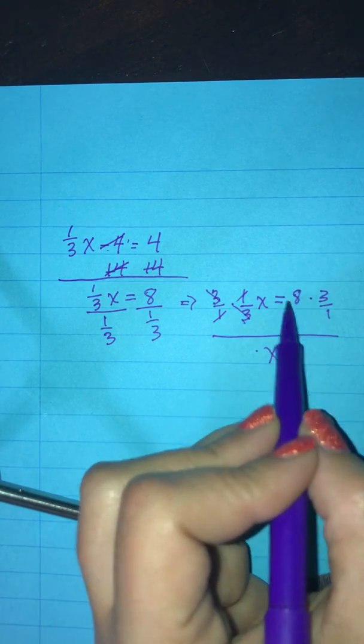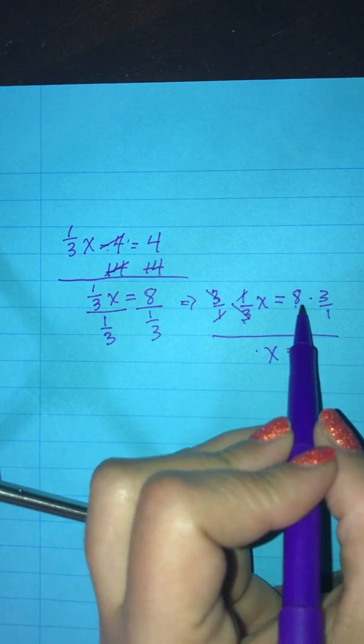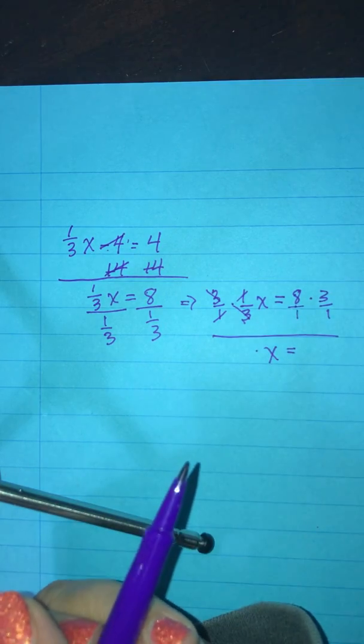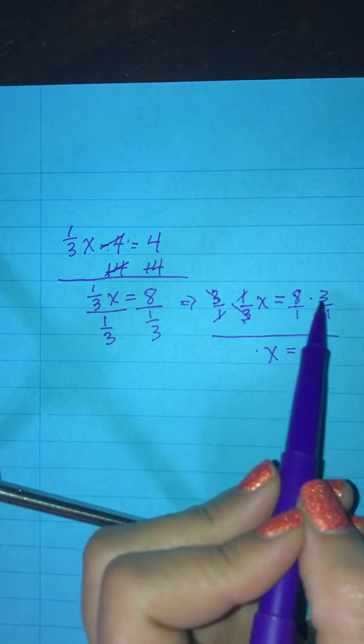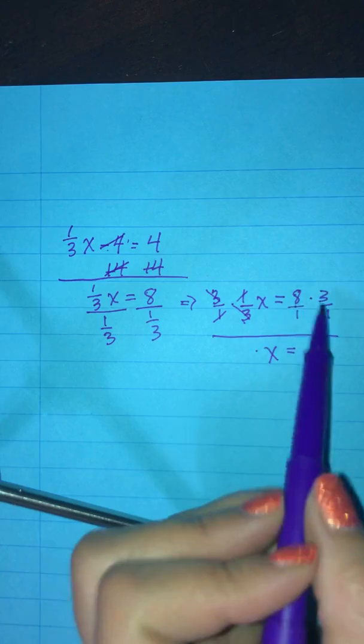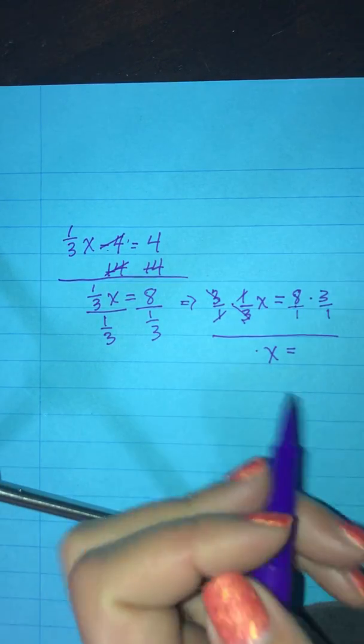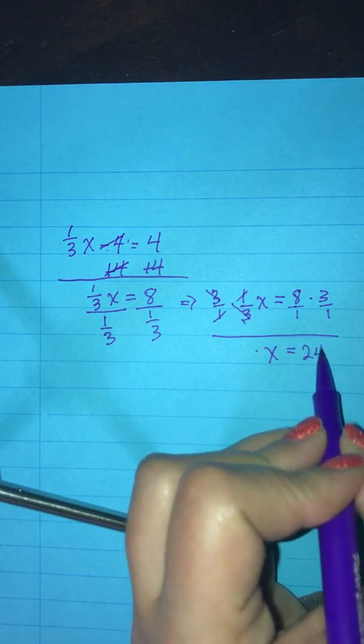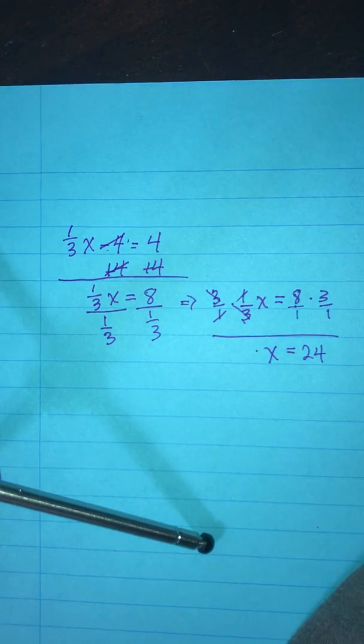Now don't forget that any whole number can be easily turned into a fraction by placing it over 1. And with multiplying fractions, we just go straight across. So that would end up being 24/1. So I'm just going to write 24 here. And that would be your final answer, so x equals 24.